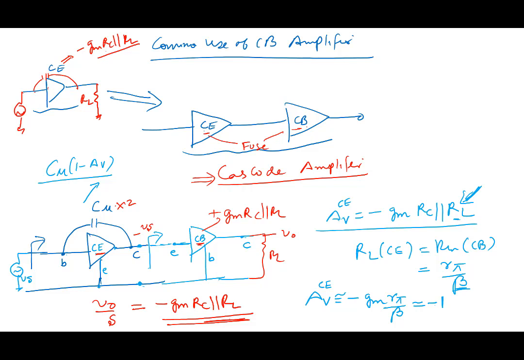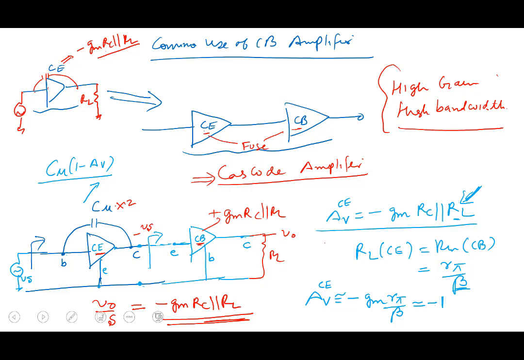So it's used to get high gain and high bandwidth. High gain and high bandwidth. That's what one is trying to do through this. Take a common emitter stage, and follow it by a common base stage.